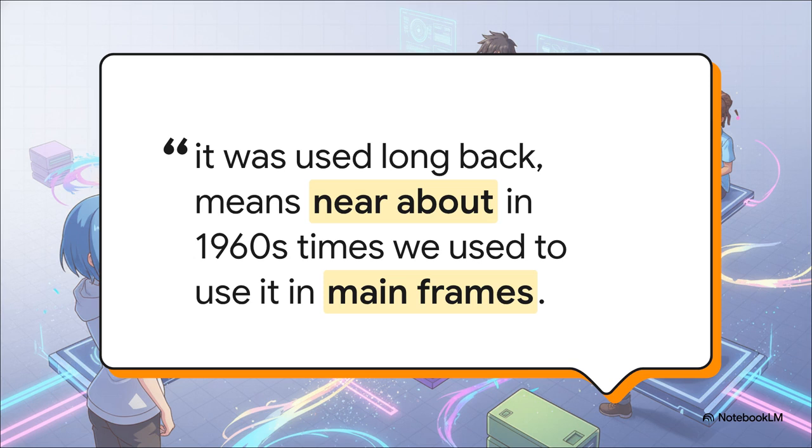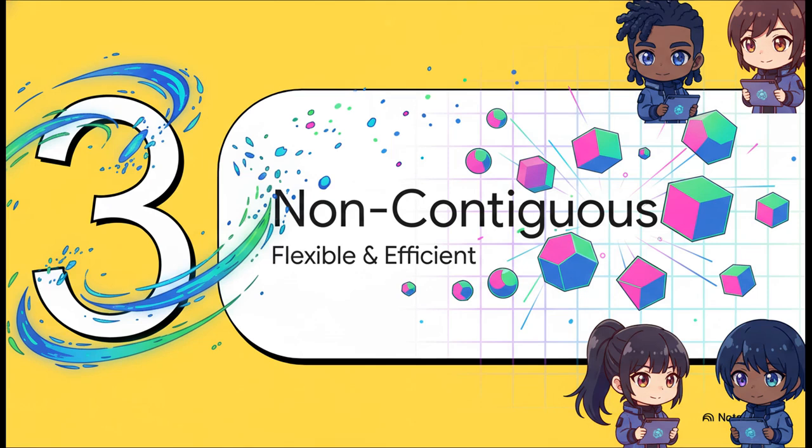It was super wasteful. What if you had lots of little empty spaces, but none of them were big enough for the new program you wanted to run? All that space just goes to waste. And that exact problem, that inflexibility, led to a much smarter, much more modern approach. Let's talk about strategy number 2, non-contiguous allocation.